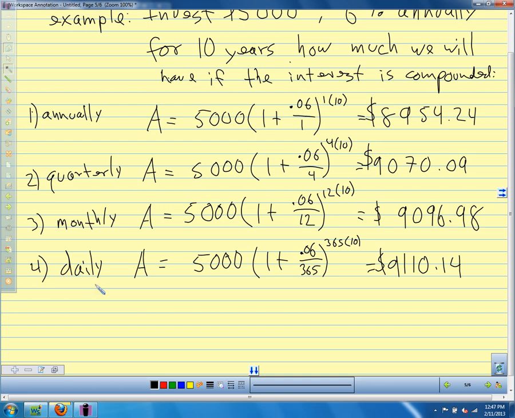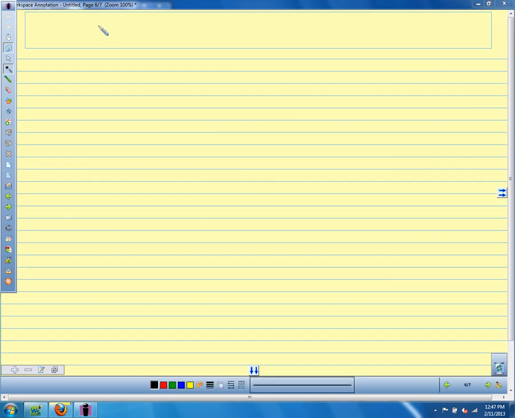And this is where the number e comes in. If I keep doing this formula and I compound the interest more and more frequently, daily, hourly, minutely, every second, every fraction of a second, these numbers will go up, but they go up really slowly. And we end up with a different formula if we're compounding what we call compounding continuously. So any questions on this before I move on? Okay.